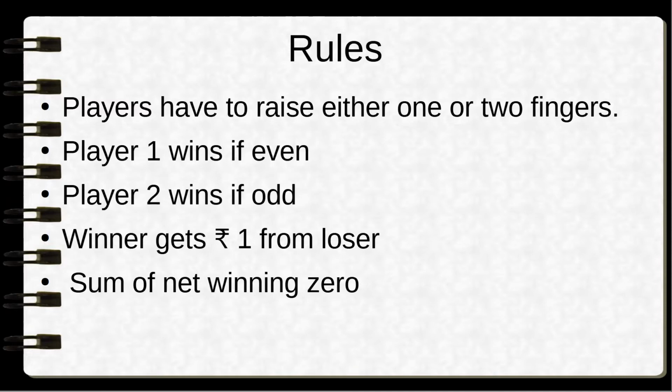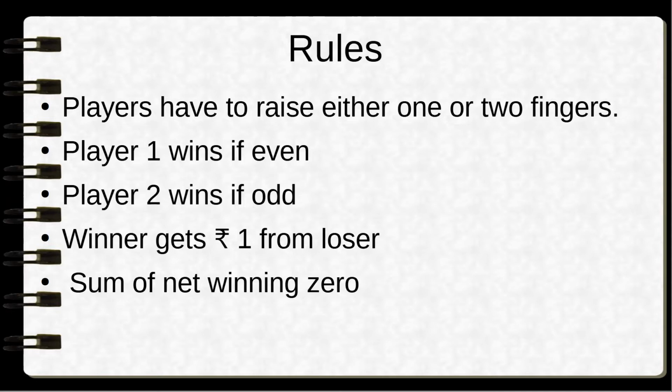Player 1 wins if the sum of the two fingers raised is even, that is, if player 1 raises one finger and player 2 raises one finger, the sum is now 2 and it is even. Player 1 wins. Player 2 wins if it is odd. The winner in this game gets rupee 1 from the loser and the sum of net winning is 0.